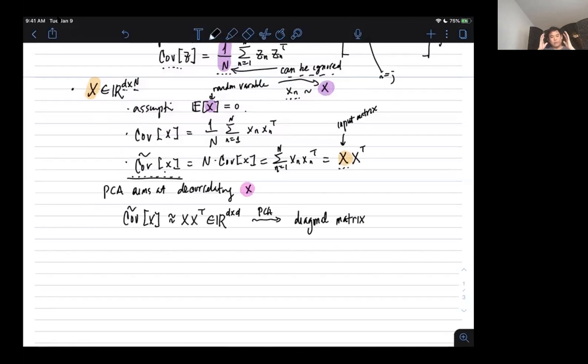So we start with the input matrix that tells me about where all these input vectors are. And now what I want is for my PCA to transform them in a way that the covariance of the transformed data points, or the code vectors, is diagonal. So that is the goal of PCA.